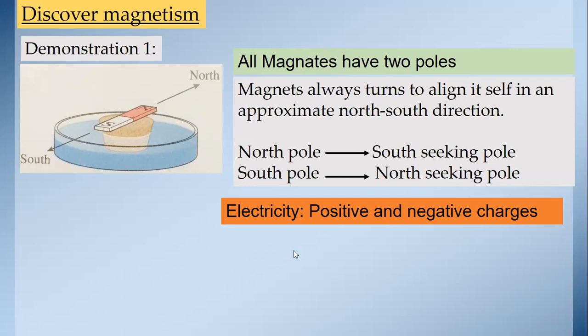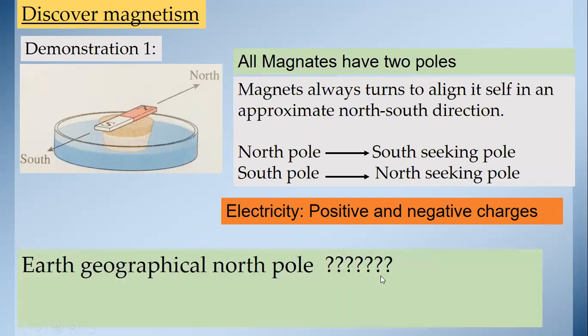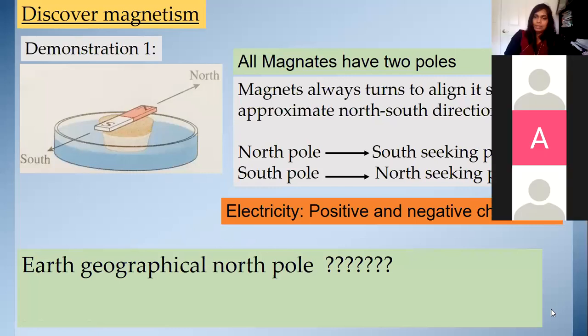Likewise, in magnets, we have two poles. In electricity, we had two charges; here, there are two poles. We call those a north pole and a south pole. Specifically, the north pole in a magnet is a south-seeking pole, and a south pole in a magnet is a north-seeking pole. Now, on Earth, we say northern hemisphere or southern hemisphere, and we're looking at the north side when we are using a compass.